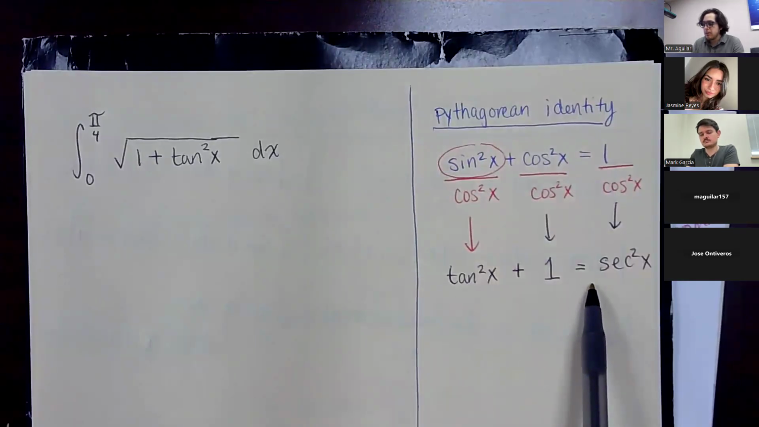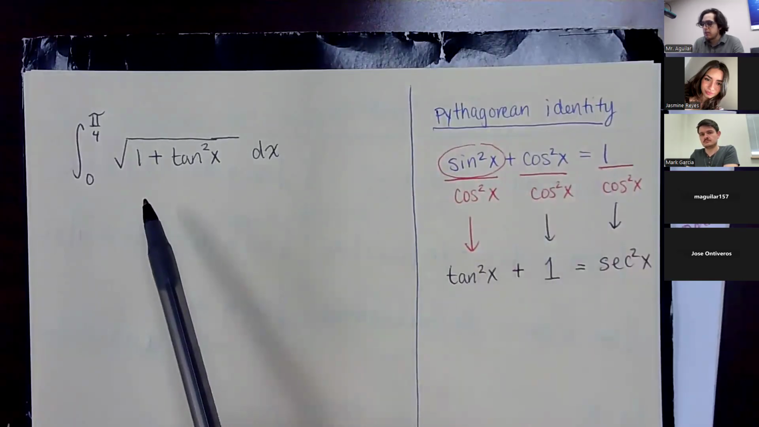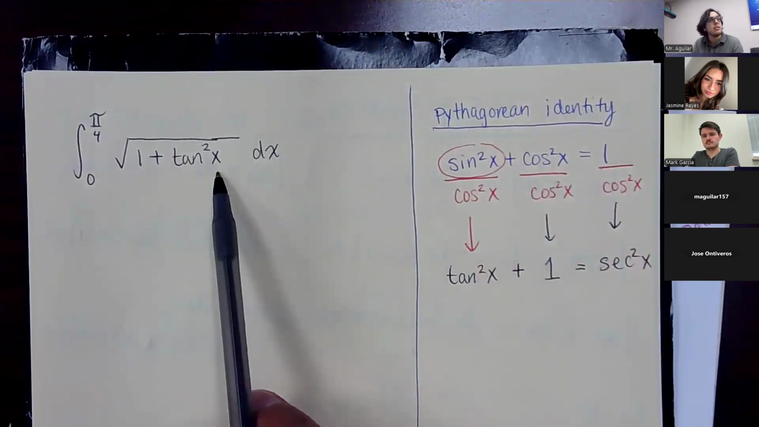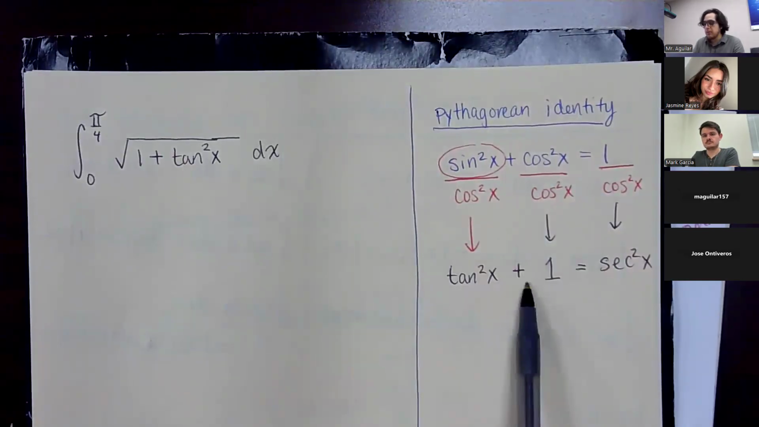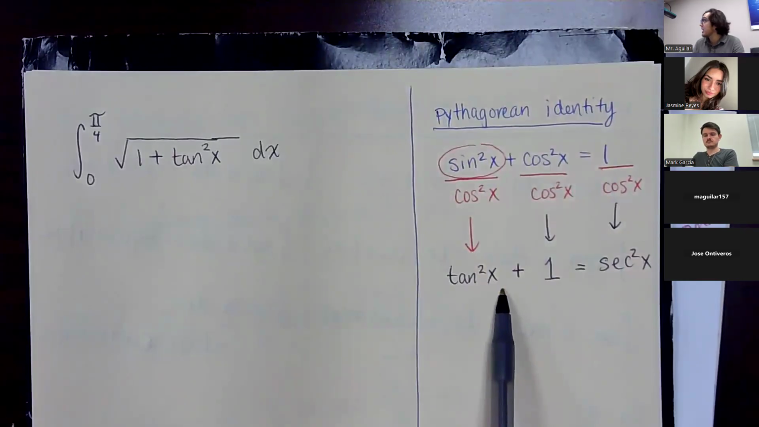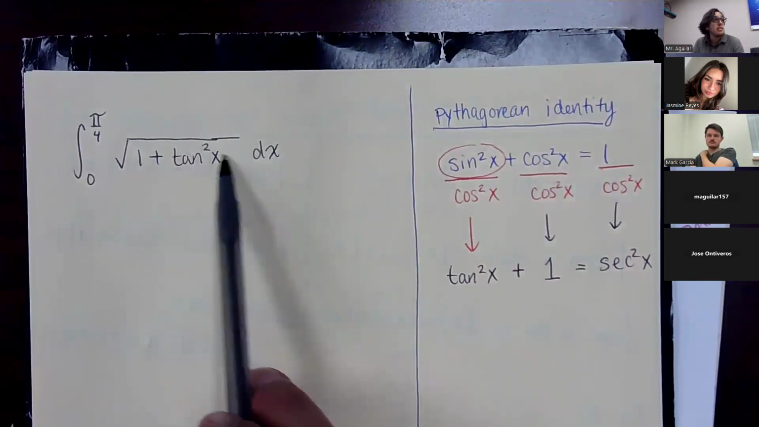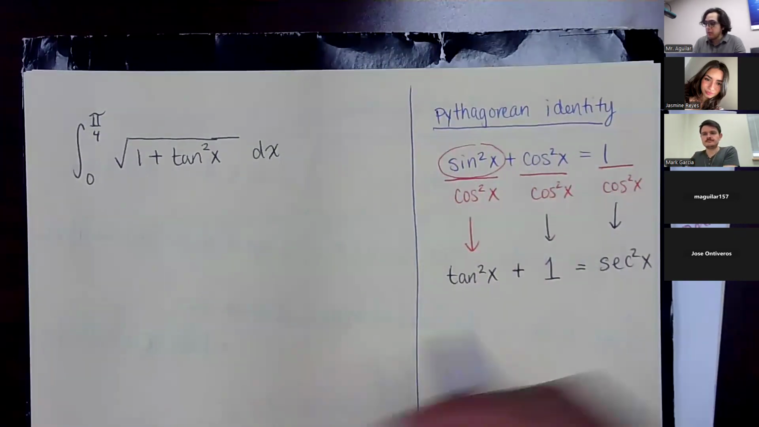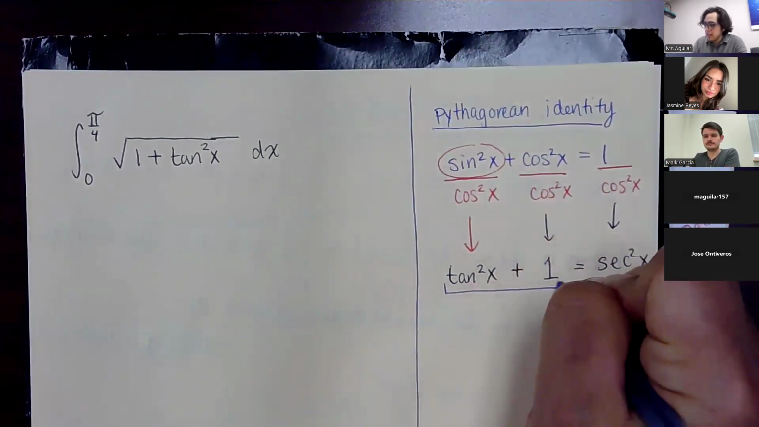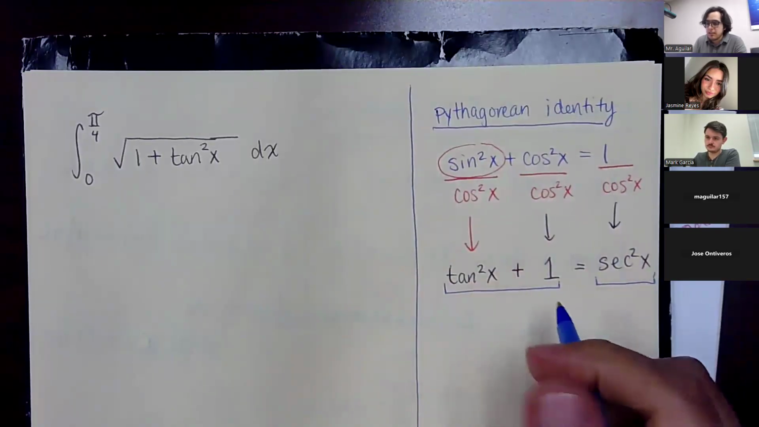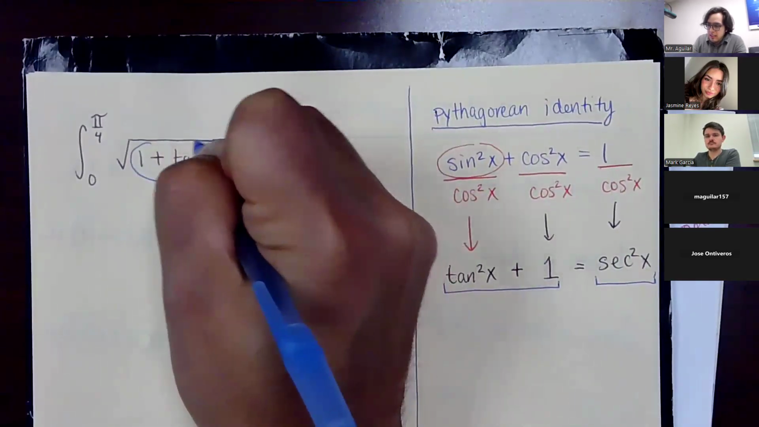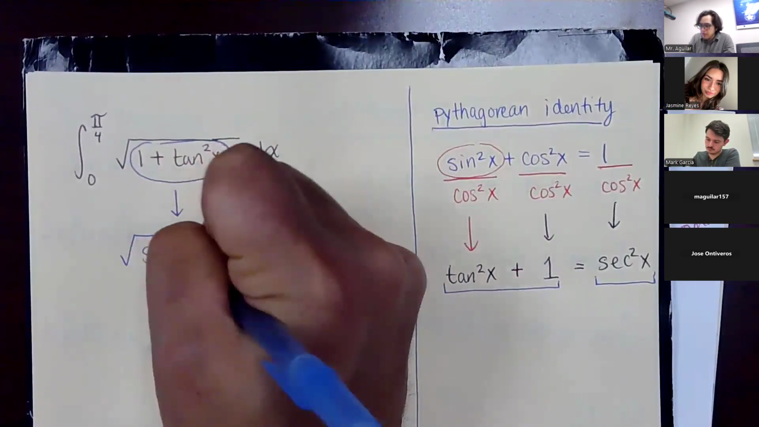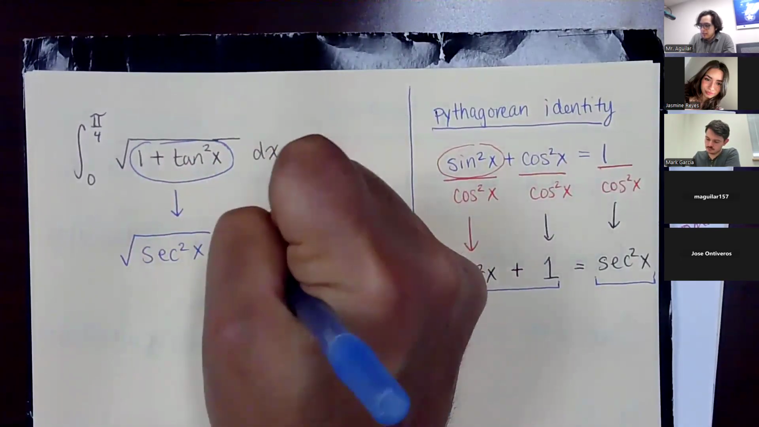Now, we have what we need, right? Because we have a 1 plus a tangent squared x here, and we have a 1 plus a tangent squared x. It might not be in the same order, but that's this thing that's inside of the square root. So now using that Pythagorean identity, this is just equal to secant squared x. So this can be switched over to the square root of secant squared x dx.